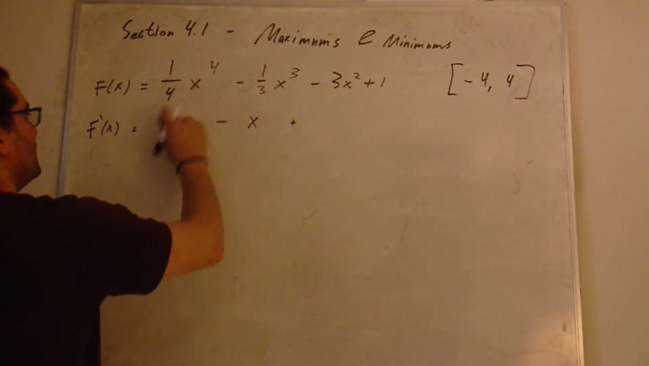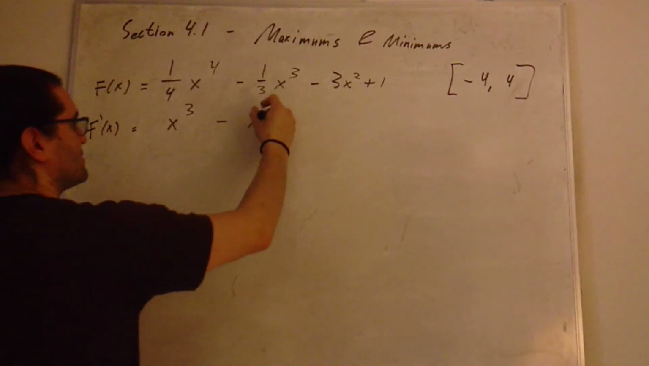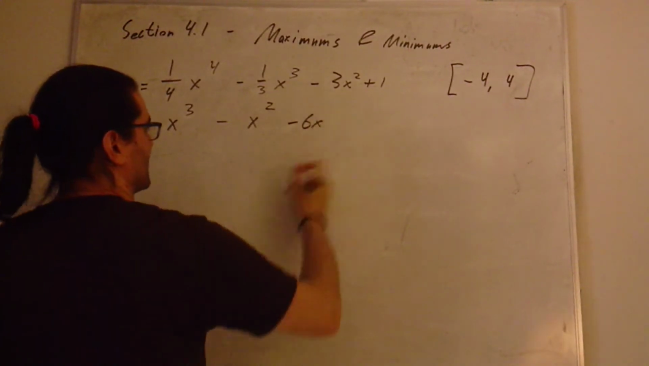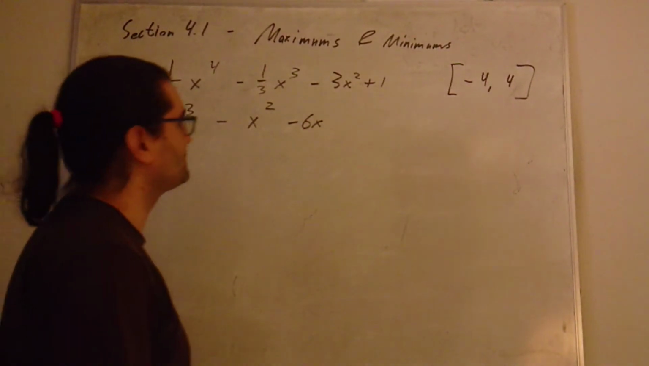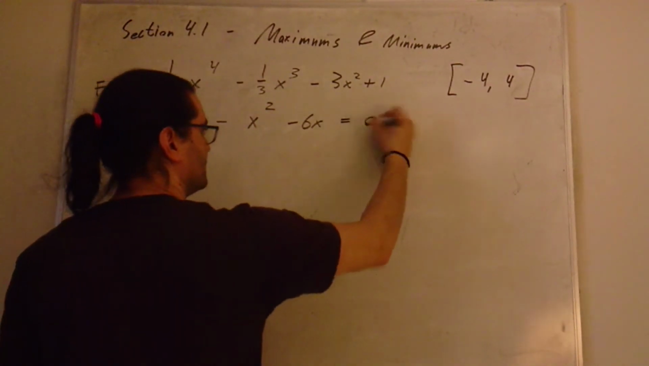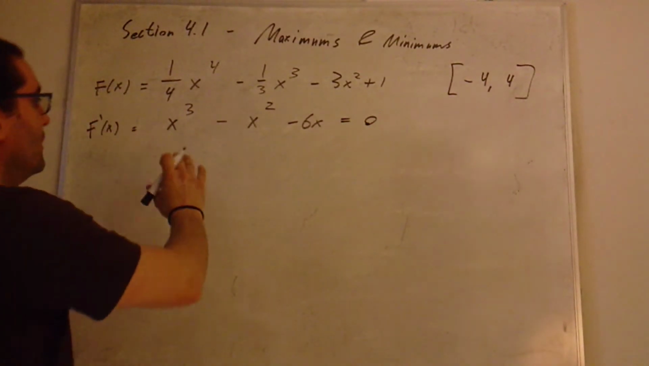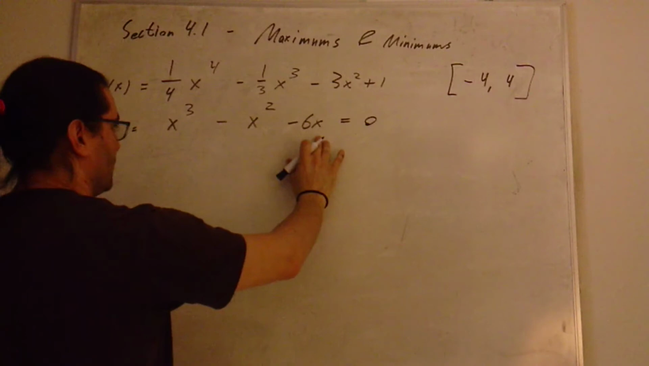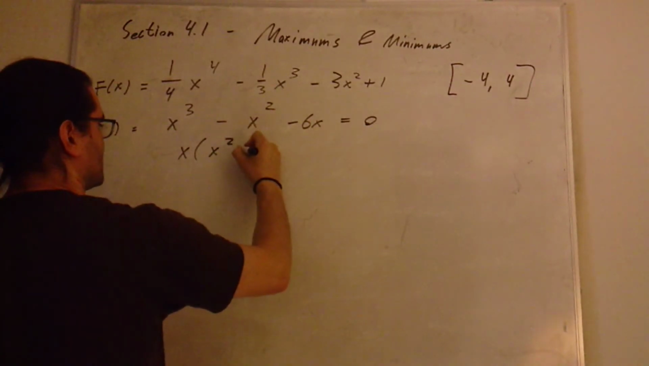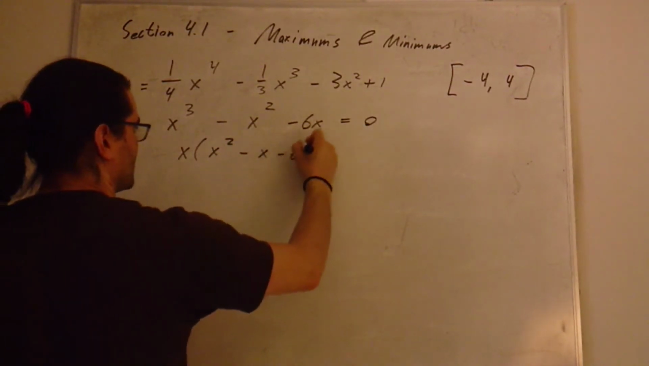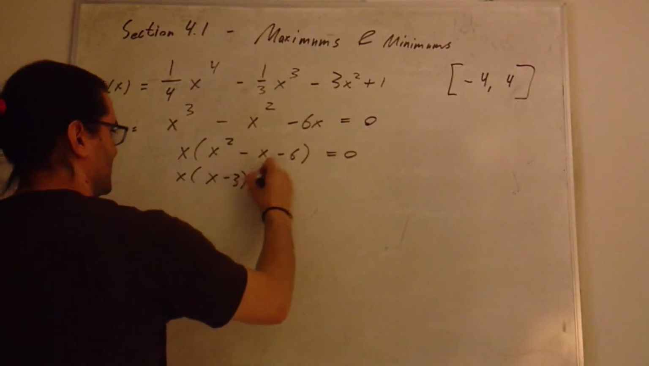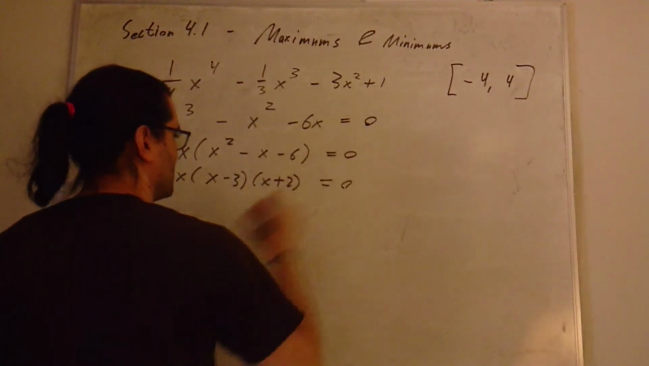We need a derivative, so that'll be x cubed minus x squared, minus 6x, and then the derivative of 1 is nothing. So this is my derivative. I'm going to set it equal to 0 and solve. I have a polynomial, so I need to start factoring things. We'll take out the x first, and then we have x squared minus x minus 6 equals 0. Now we can factor this as x minus 3 and x plus 2 equals 0.